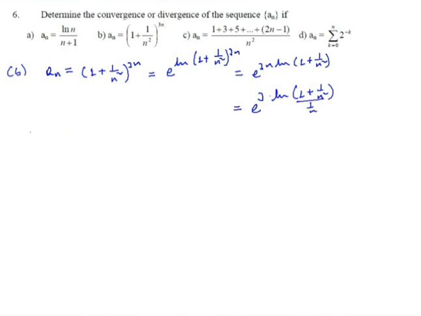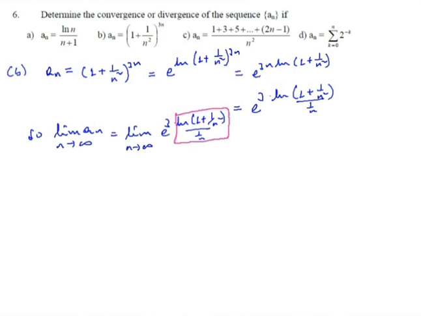So the limit of an as n approaches infinity is the same as the limit of e to the power of 3 times ln of 1 plus 1 over n square, over 1 over n, as n approaches infinity. We only need the limit of this part first. After we get this limit, we evaluate e to the power of 3 times the given limit. So working on it separately: the limit of ln of 1 plus 1 over n square, over 1 over n, as n approaches infinity.